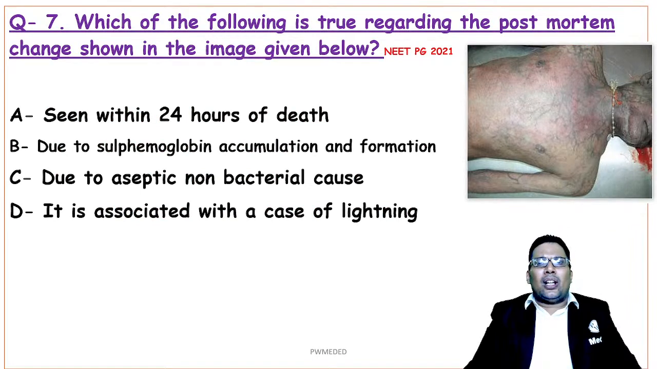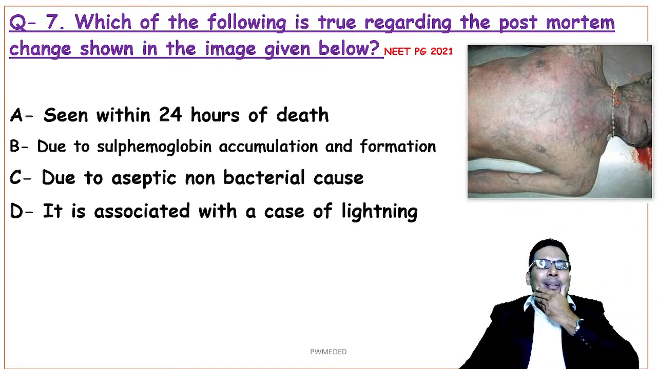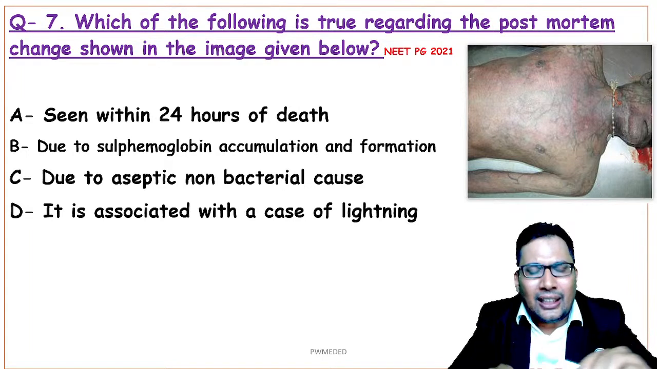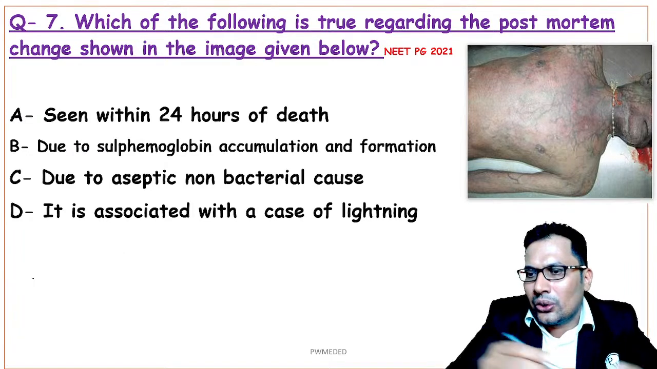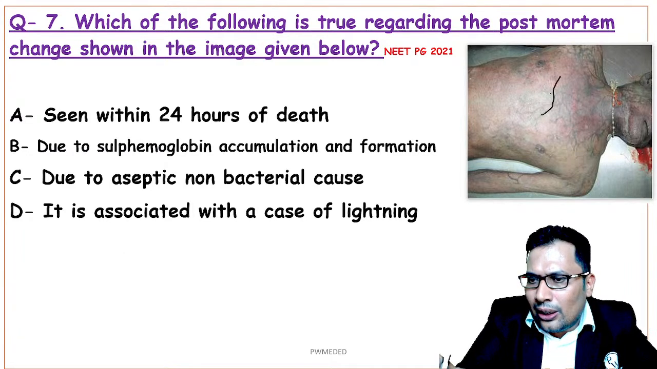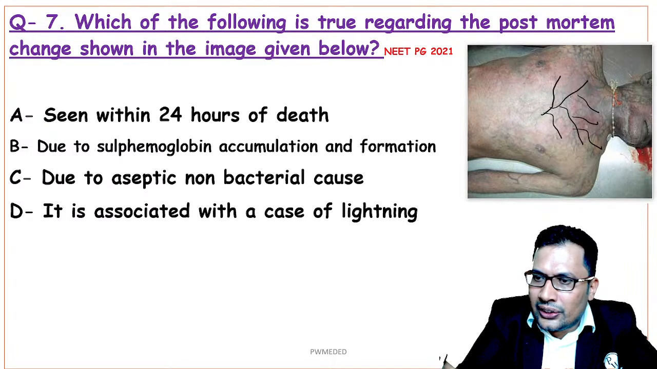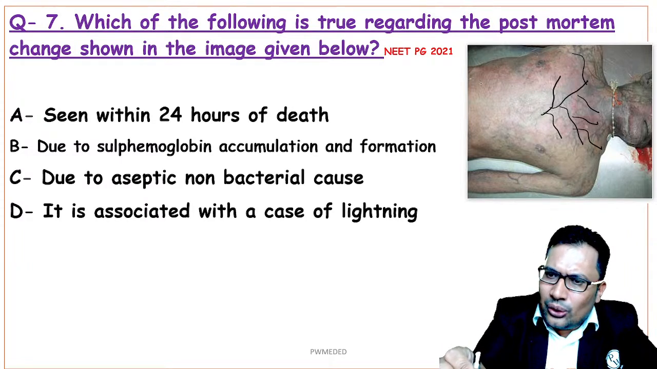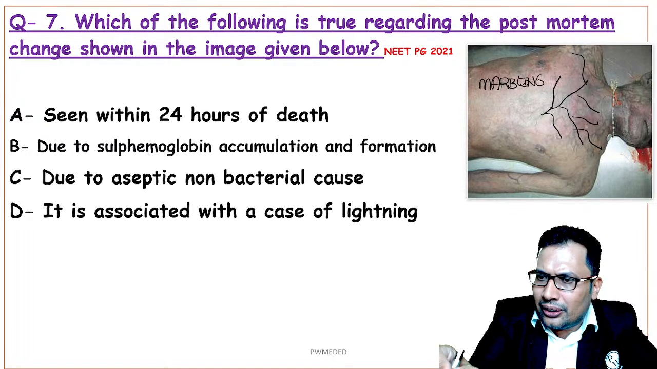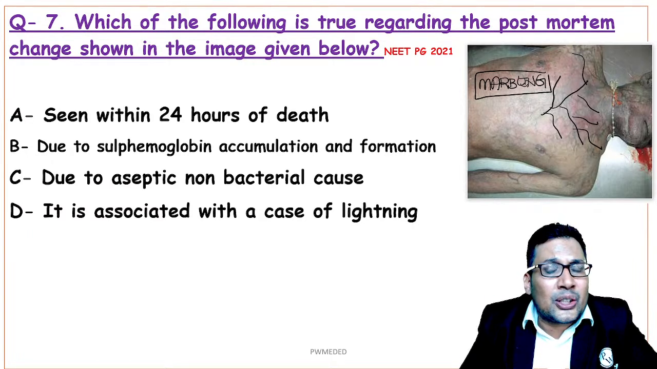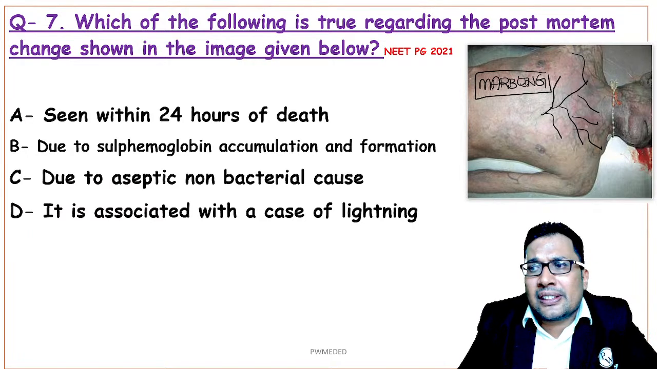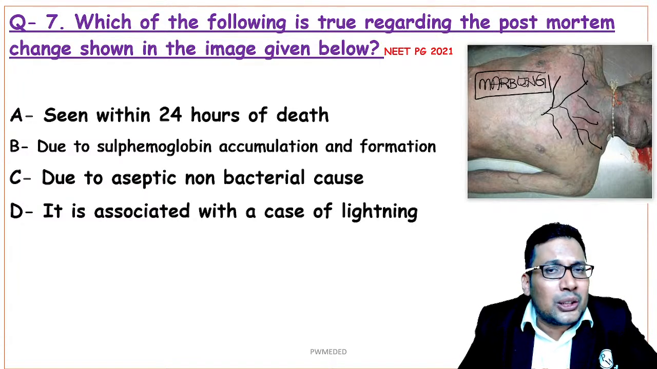Which of the following is true regarding the post-mortem change shown in the image given below? This is a very nice question. What I can see here is the railroad appearance. This is known as marbling, which is also very commonly asked in the exam. Marbling is a feature of external putrefaction. It is because of sulf-methemoglobin. It is a feature of putrefaction.